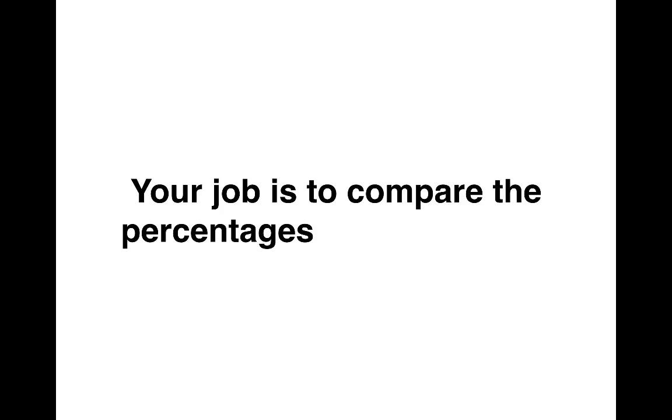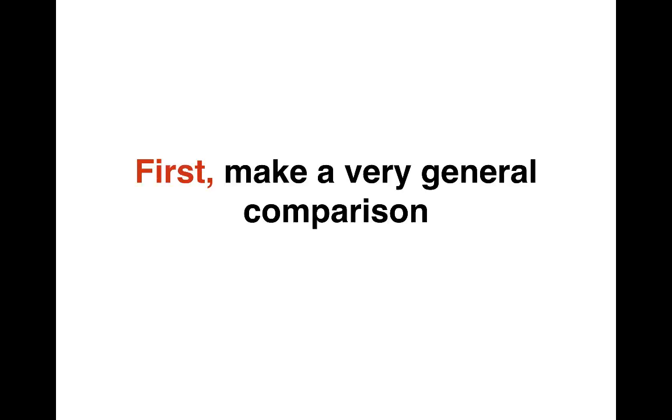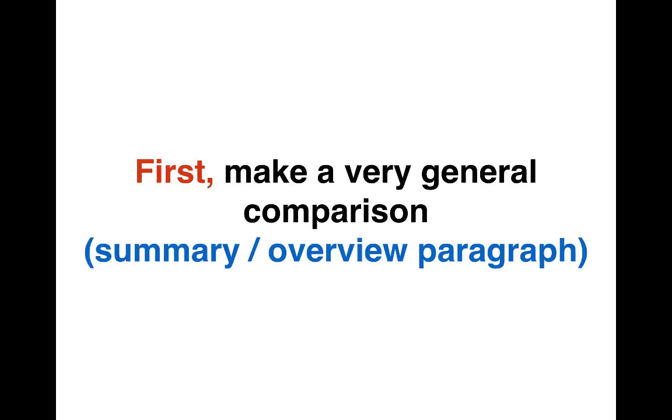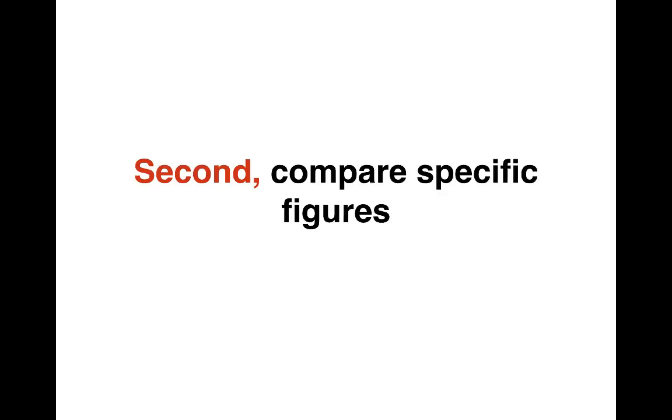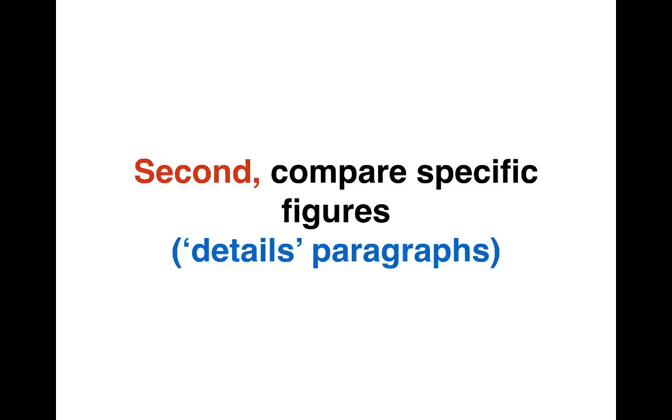So your job is to compare the percentages. That's the main thing. But you can also compare numbers if numbers are shown. Once you've written your introduction, you're going to do 2 types of comparison. First, make a very general comparison in your summary or overview paragraph, that's paragraph 2. And second, compare specific figures, specific percentages or numbers or both, and that's for your details paragraphs, paragraphs 3 and 4.